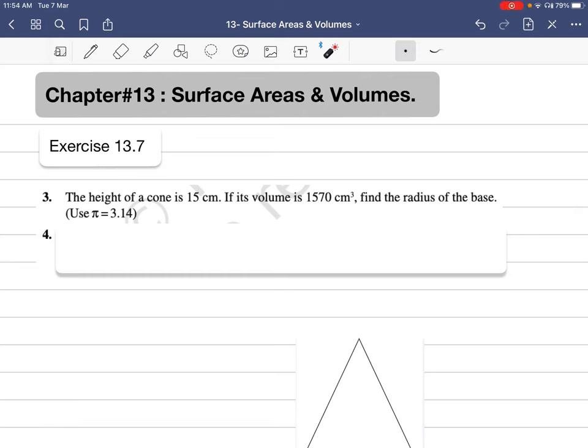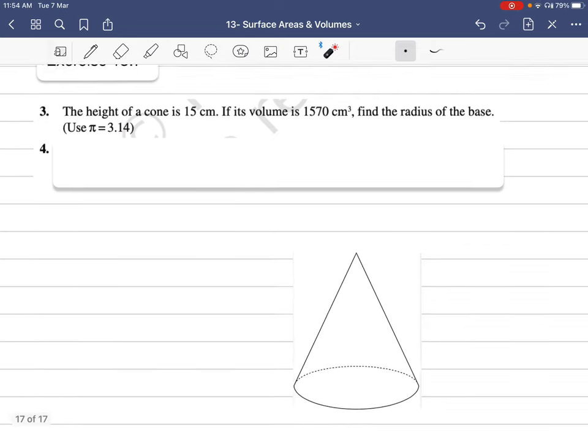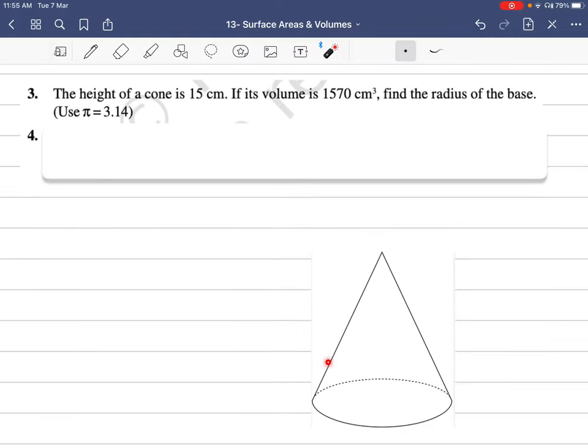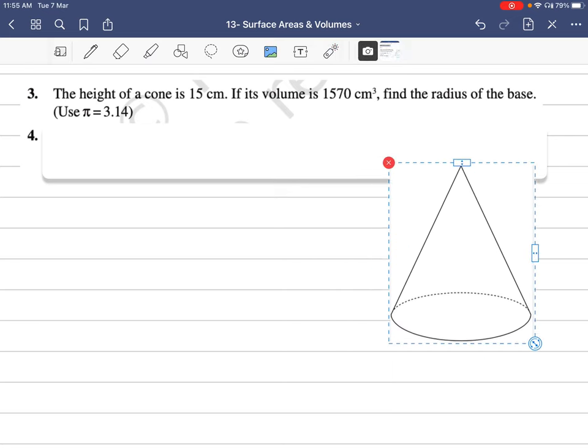So in this video, we're going to start solving problems from exercise 13.7, which belongs to chapter number 13, surface areas and volumes. So we're going to start with problem number 3. Here we're going to see problems related to the volume of the cone.